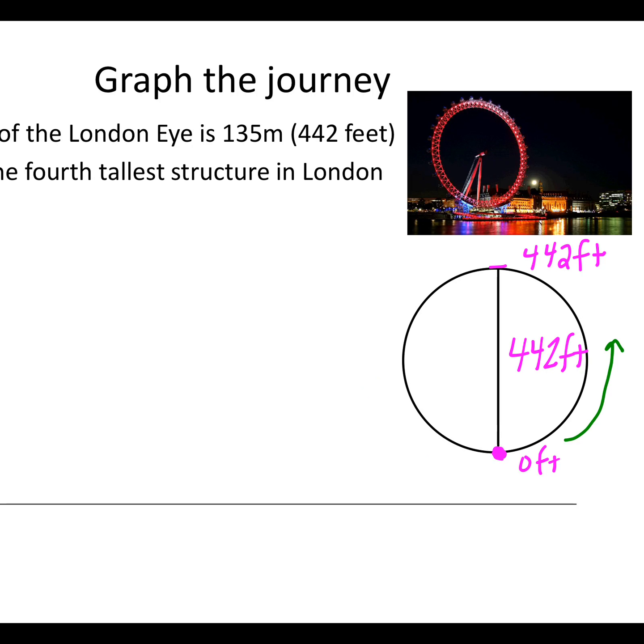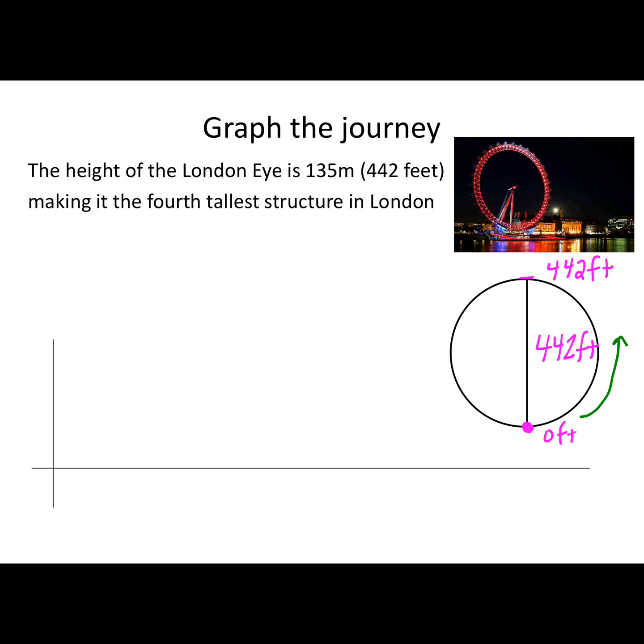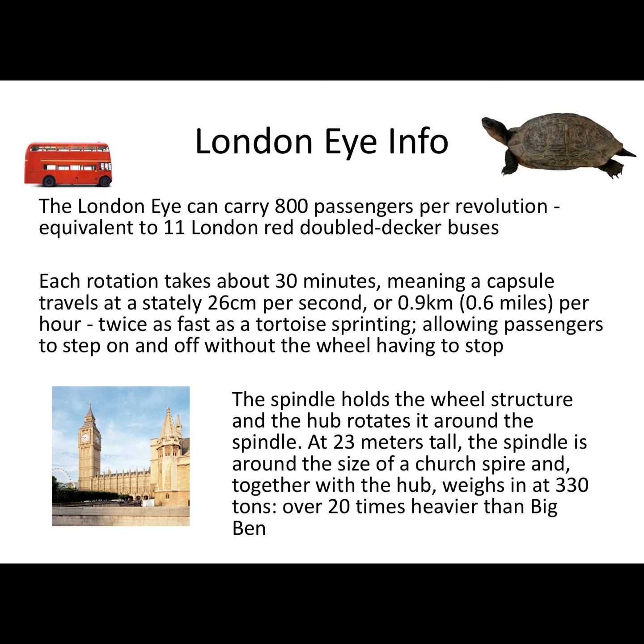So if I were to ride this thing, does it even tell us how long it takes to go around it? Oh, it does in our other slide. If you go back over here, it says that each rotation takes about 30 minutes. So we're going to assume that it takes 30 minutes to go around this thing. And it goes slow enough so that people can step on and off without the wheel having to stop.